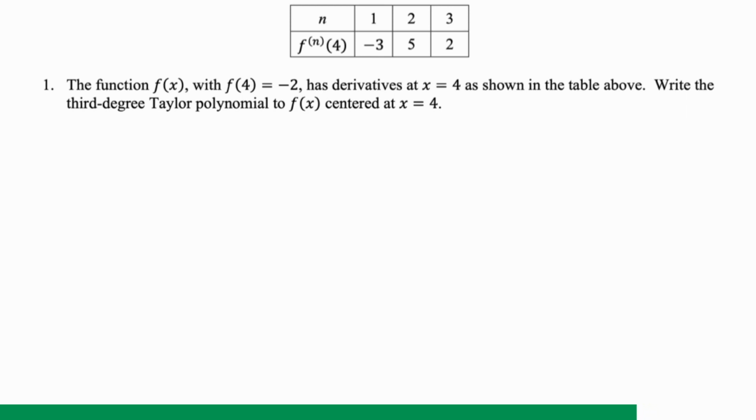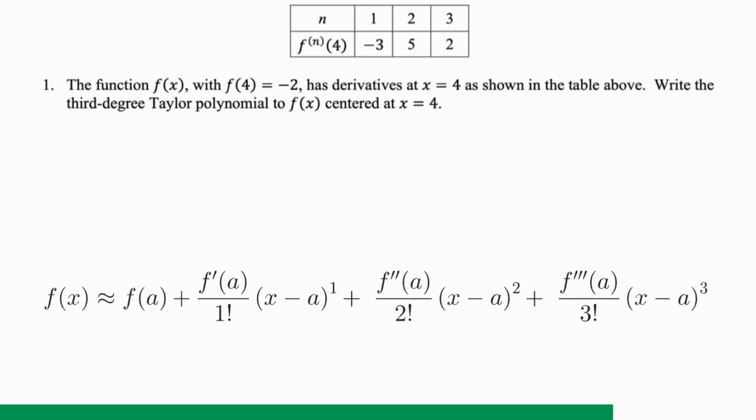So you definitely need to know the pattern for Taylor polynomials. It's the nth derivative over n factorial times x minus a to the n. And then you just keep going. So let's write this one down.